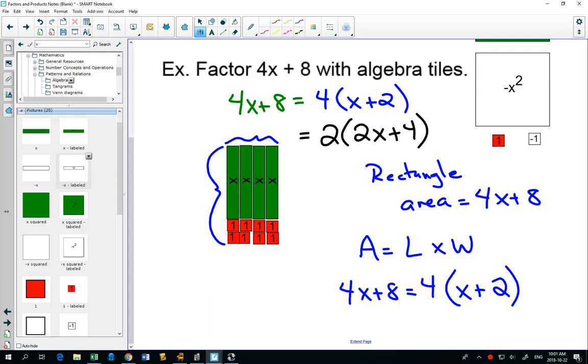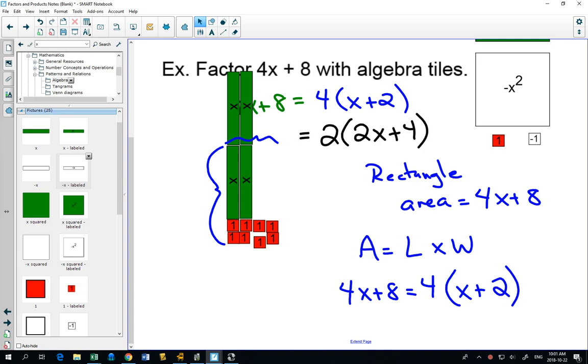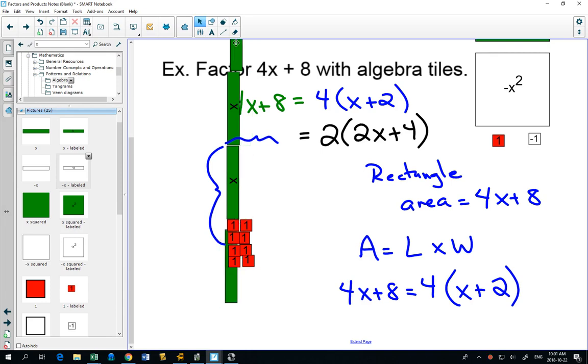Can you see that it could also equal 2 times 2x plus 4? I mean, if I rearrange this, I could also make a rectangle this way. So we want the rectangle that's closest to a square, I guess. Because another way you could do this is, right? And you'd have 1 times 4x plus 8, which is also equal to 4x plus 8. But when we factor it, what we're looking for is the one that pulls out the biggest number possible. Now, the algebra tiles just give us a connection to see how does area relate to factoring.